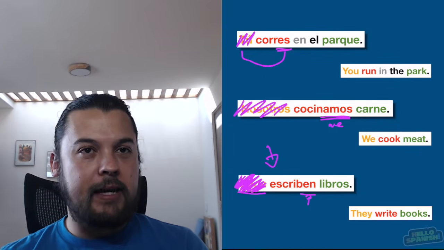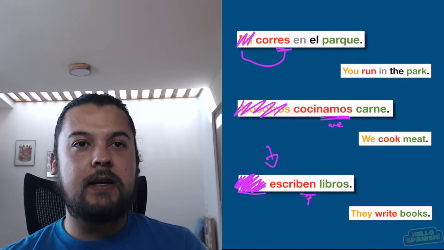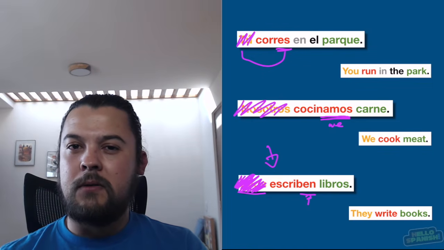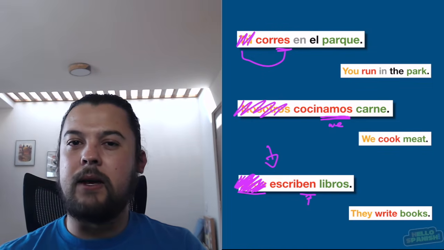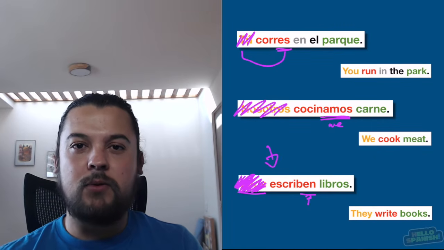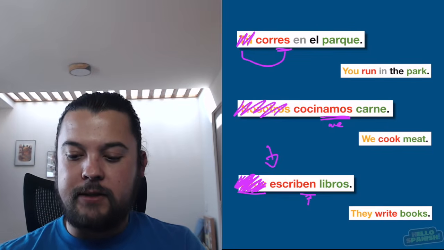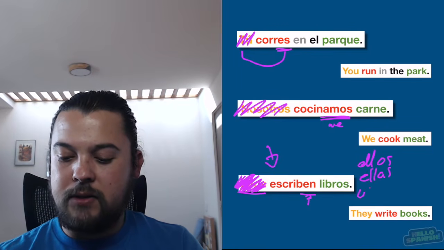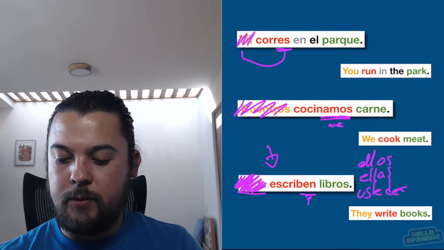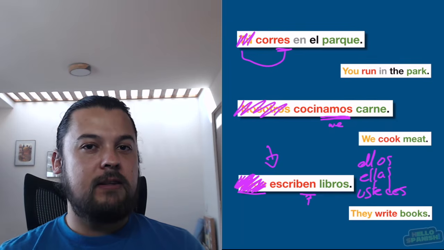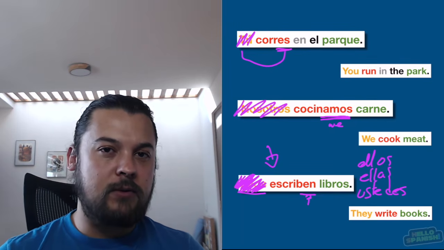If we didn't have ellos and we just had escriben libros, we wouldn't really know the meaning of this sentence if it's basically the first sentence we are exposed to. It could be ellos, it could be ellas, or it could be ustedes, the you all form. Remember? Now, if you had context, you would know that it is the ellos form, or ellas, or ustedes.